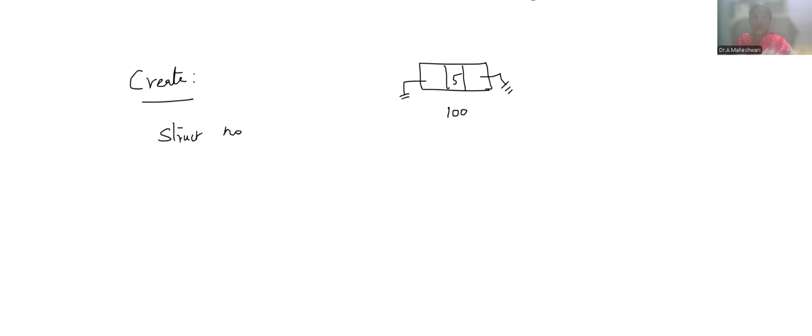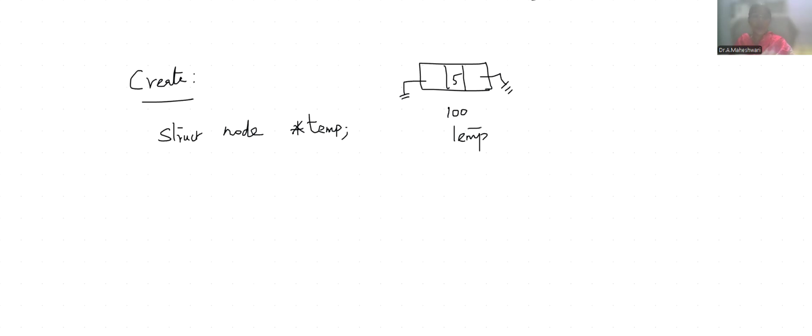I want to create a single node like this. Assume the address of this node is 100. The previous node, there is no node, so here I have to make it null. Here also I maintain null. I'll start with the first new node: struct node, some temporary pointer, so temp. This node name is now temp.